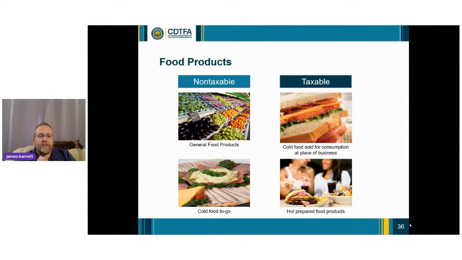Okay, so for food products, it can be kind of all over the map. General food products are non-taxable. You can think grocery store food, but not all items in a grocery store. It's raw meats, raw fruits and veggies, frozen foods, foods sold in a size not ordinarily consumed by one person. Also, cold food to go is not taxable. So if I get a sub sandwich and take it away, that's not taxable. If I have that same cold sandwich for here, it is taxable. And then hot prepared food is almost always taxable. If you're looking for a shortcut, you can think hot, for here, or fizzy. That'll get you 80% of the way to getting it right.